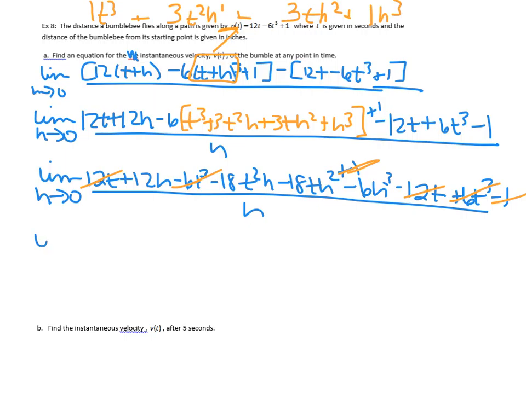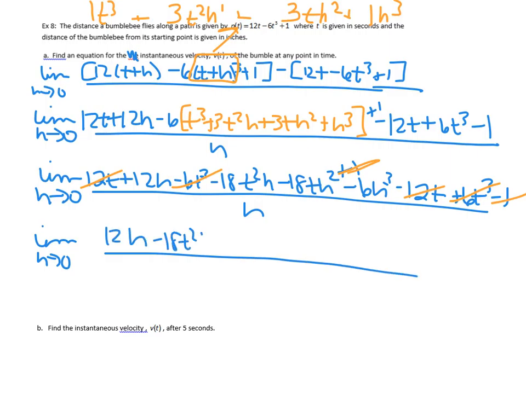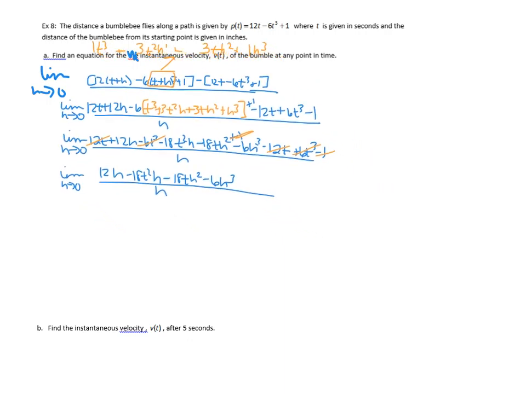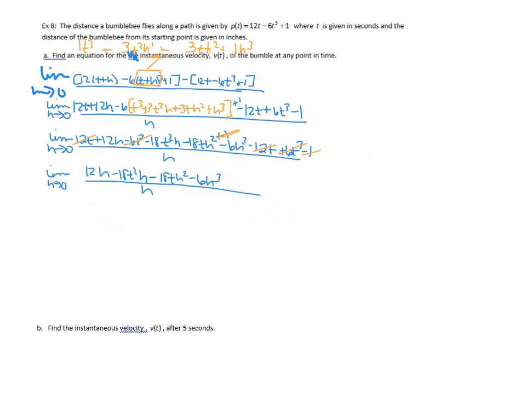So then I'm left with my limit as h approaches 0. All that's left is my 12h, my minus 18t squared h, minus 18th squared, minus 6h cubed over h. Okay, so take a minute and copy that down or pause it because I'm going to shrink this whole thing so that I have more room. Ready? Go.